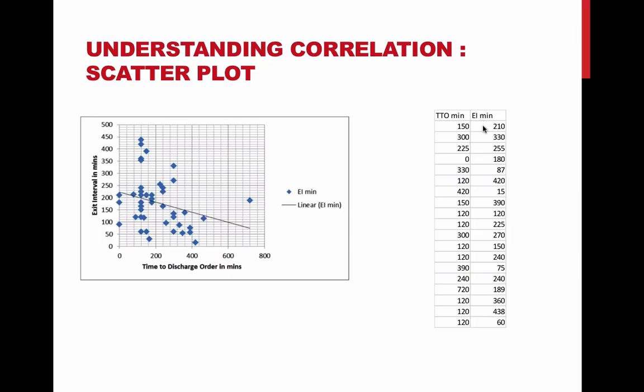So minutes could go from 0 up to infinity. Exit interval can also go from 0 up to infinity. So I have two continuous variables, and I'm going to plot them on my scatter plot.